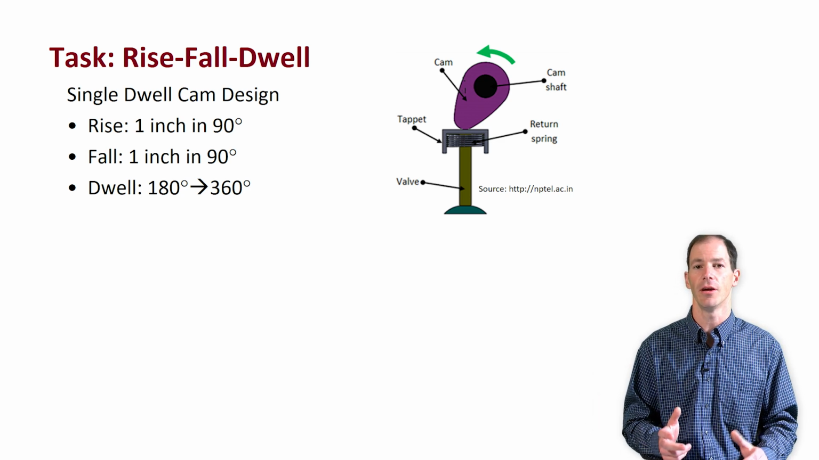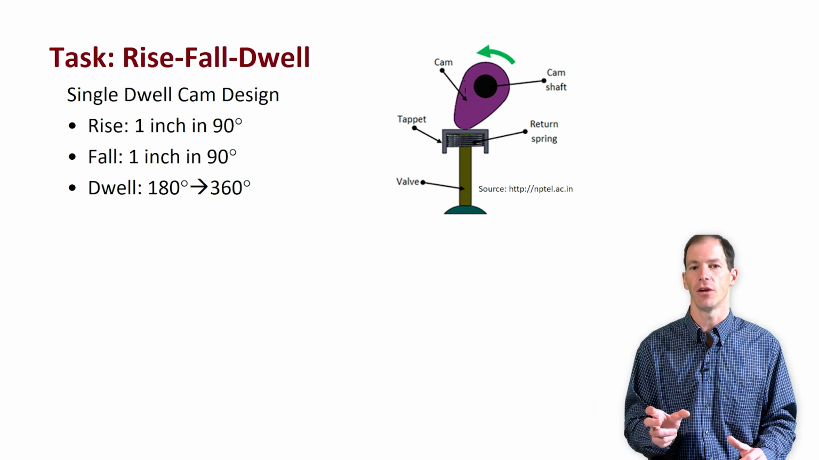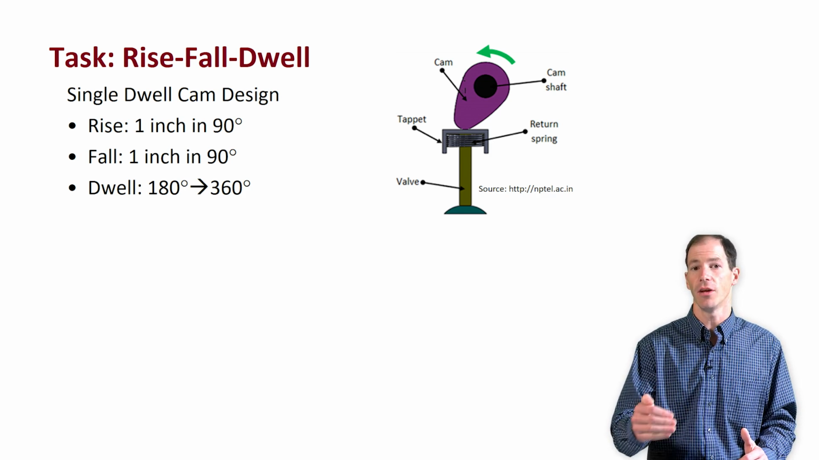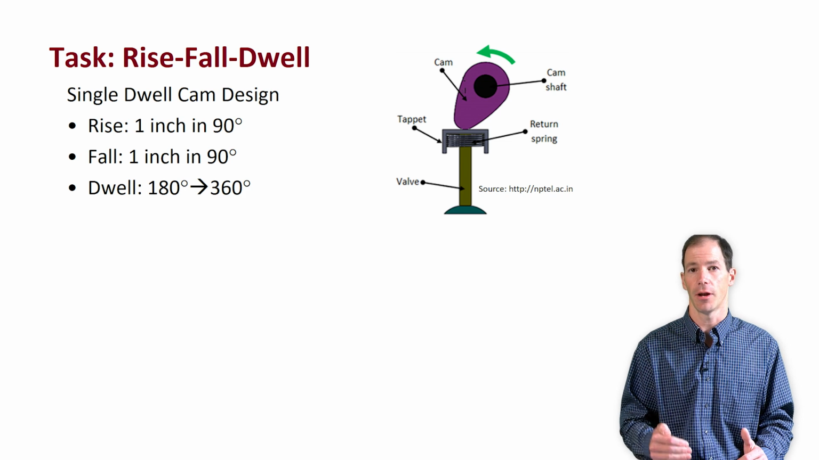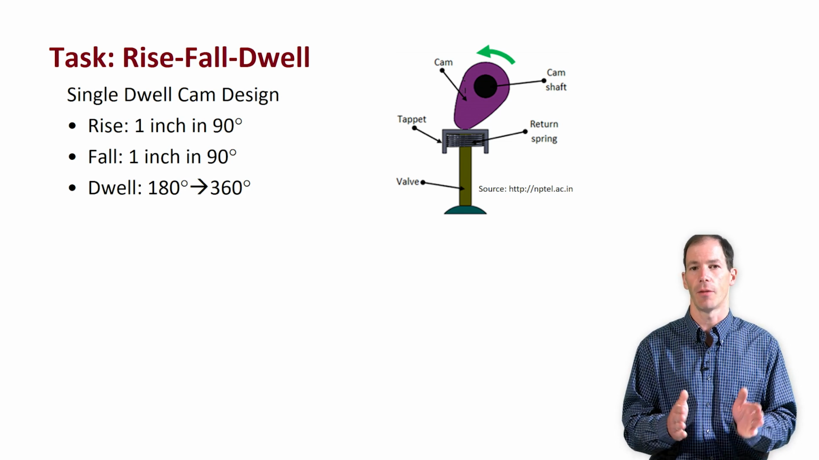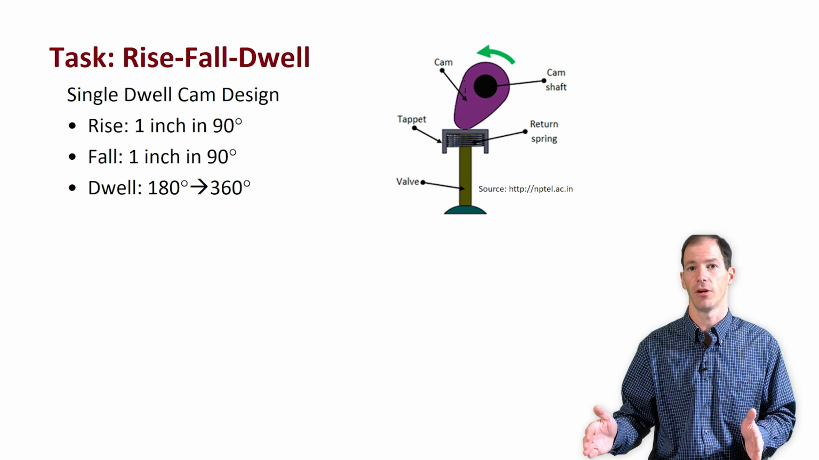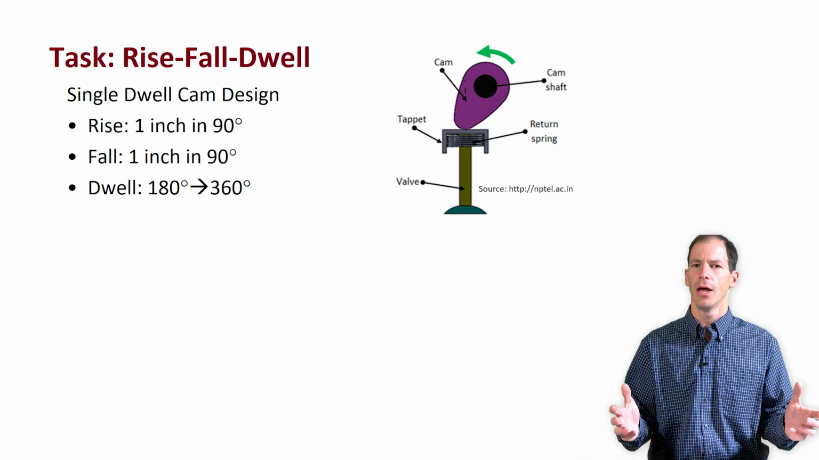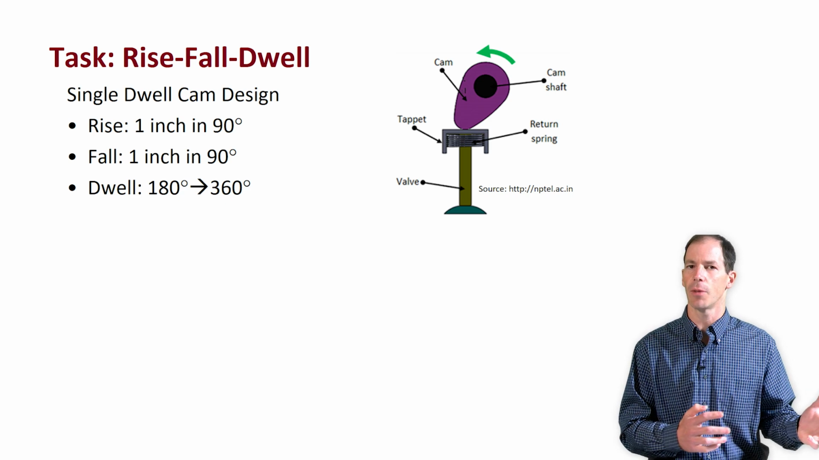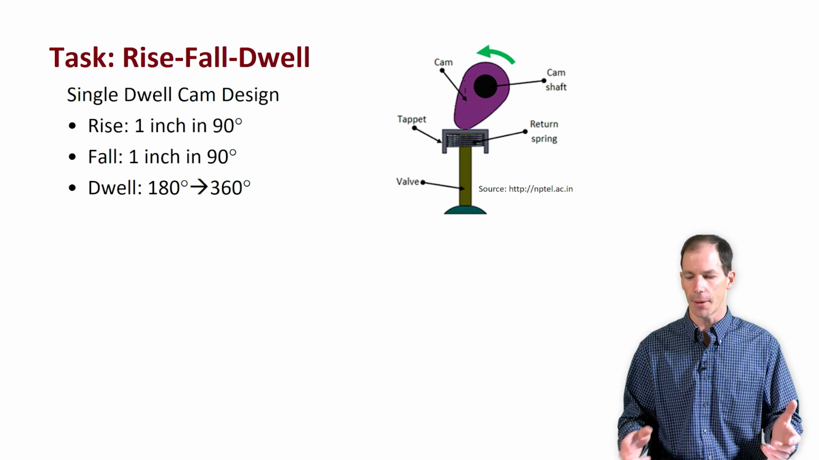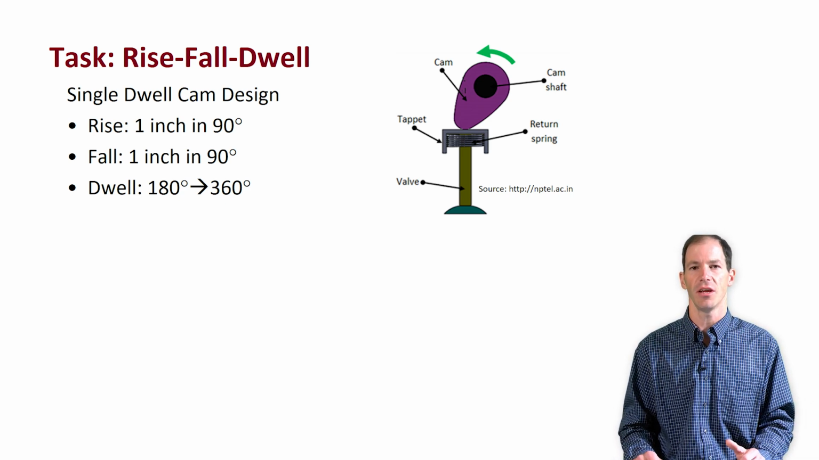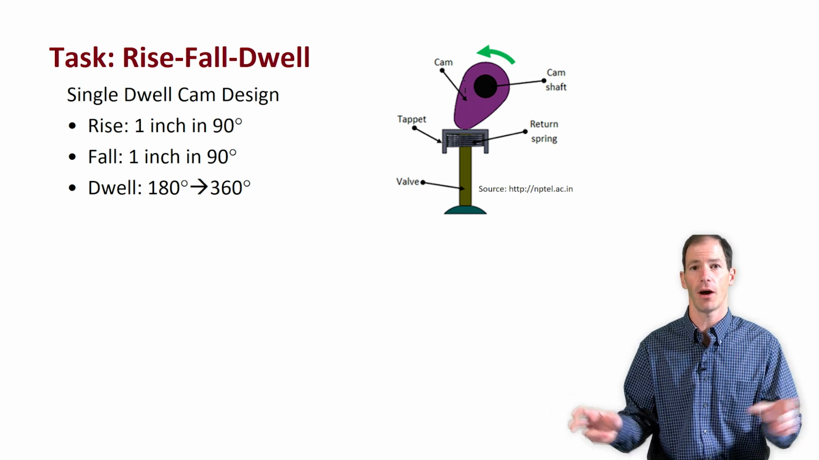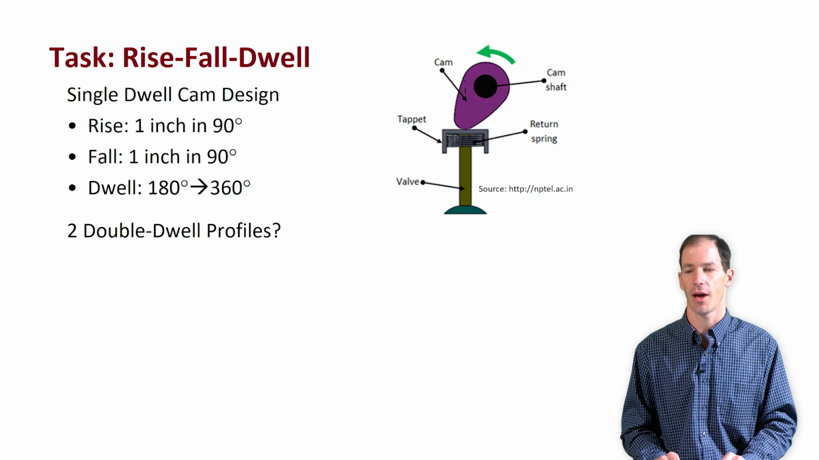So our task will be over 90 degrees of cam rotation to have 1 inch of cam rise, or 25 millimeters, 1 inch or 25 millimeters of cam fall in the next 90 degrees, and then dwelling from 180 degrees to 360 degrees of cam rotation. That'll be our objective. And you might say, well, how about if we take some of the profiles we had learned about before with our double dwell mechanisms and apply those? That might be an easy way to do this, where we have a double dwell rise profile, a double dwell fall profile, put those together, and we can achieve this task.